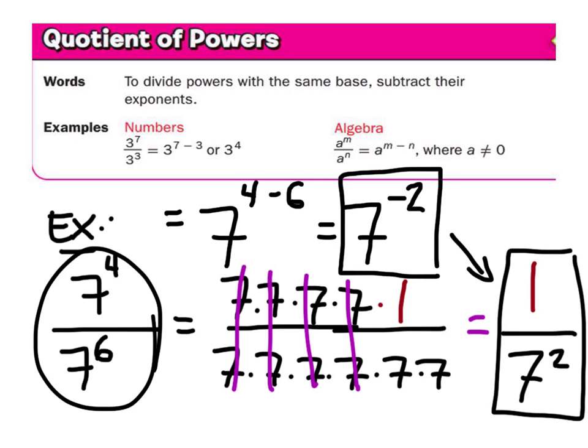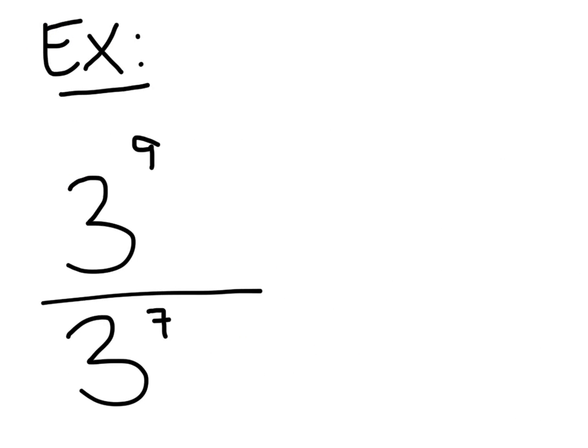These two are the same thing. Now, some of you notice, since we were canceling those out, it's the same as subtracting them. So in this case, what is my base value for these two? 3. What's my numerator exponent? 9. What's the denominator's exponent? 7. Just subtract these.